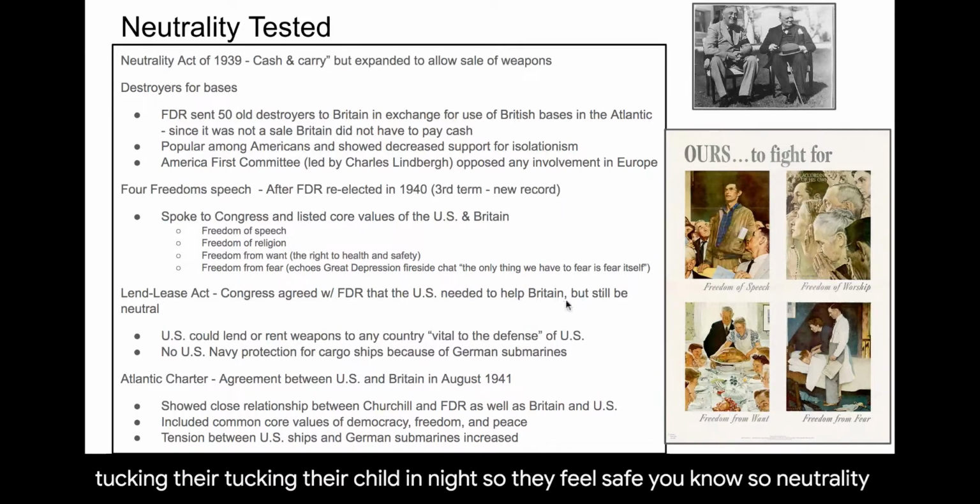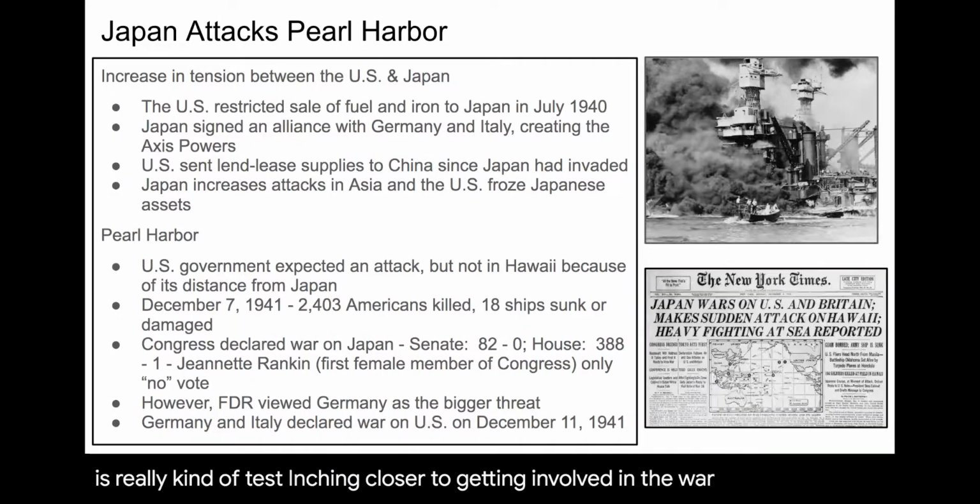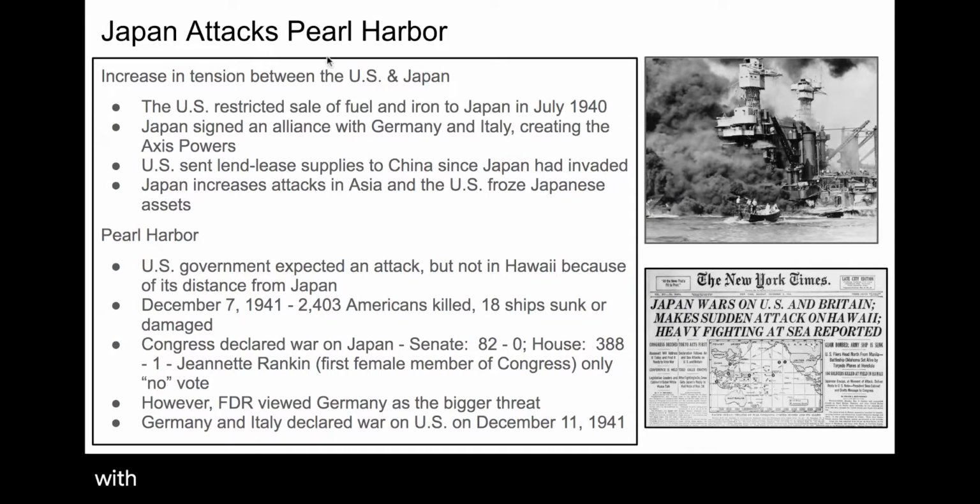So neutrality is really kind of tested. By August of 1941, the US is kind of inching closer to getting involved in the war. So we end here with Japan attacking Pearl Harbor. This is the key event which brings the United States fully into war.